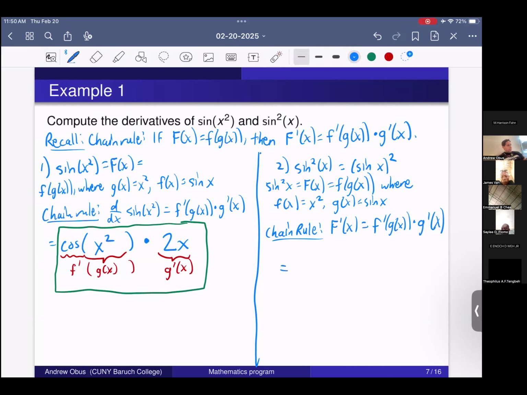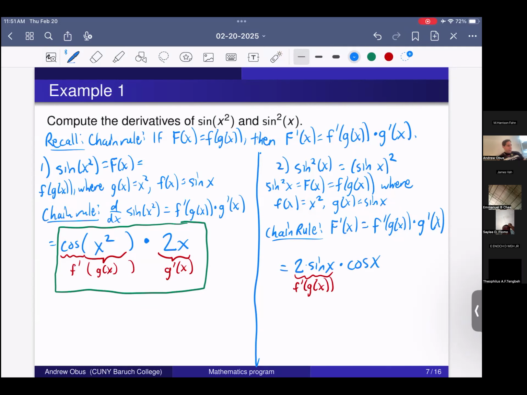Well, the derivative of x squared is 2x. But instead of just having 2x, you need to plug in g of x for x. So it's not going to be 2x, it's going to be 2 times sine x. Right? This is f prime of g of x, which is 2 times sine x. And then you have to multiply by g prime of x. So we know that the derivative of sine is cosine. So this is going to be cosine of x.